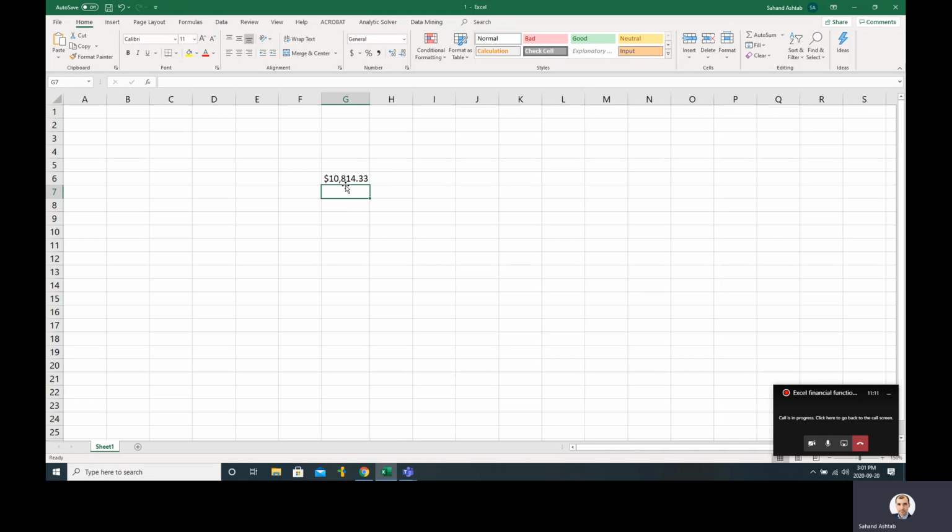So we get 10,814. So you're making 5 $3,000 payments for 5 years. If you just sum them up, it becomes 15,000. As you see, the present value of those 3,000 payments is not 15,000 today. It's actually less than that. It is around $10,814. As we discussed, 3,000 today is not 3,000 1 year from now.